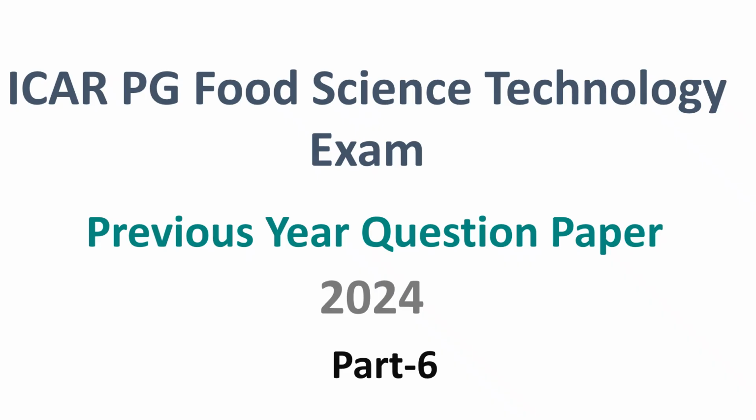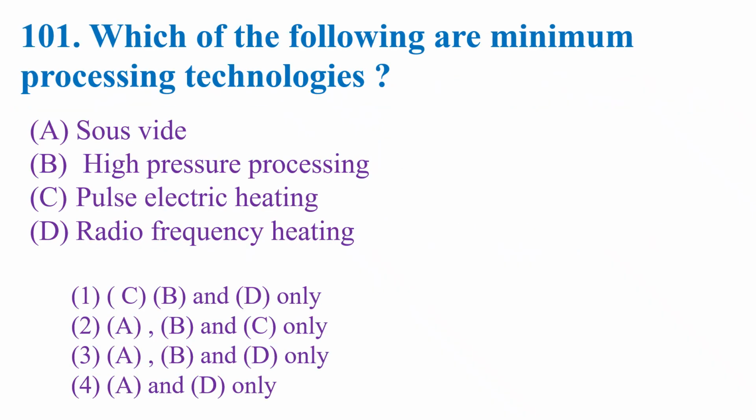So let us begin. Next question, which of the following are minimum processing technologies? Minimum processing technologies basically focus to preserve the food with least damage to their freshness, to their nutrients and to their sensory qualities. So first one is sous vide. It's a mild heating under vacuum, means minimum quality loss will be there.